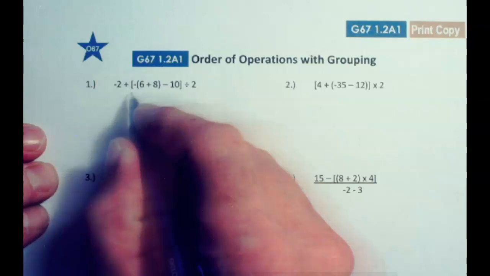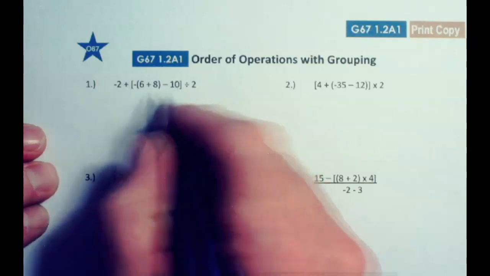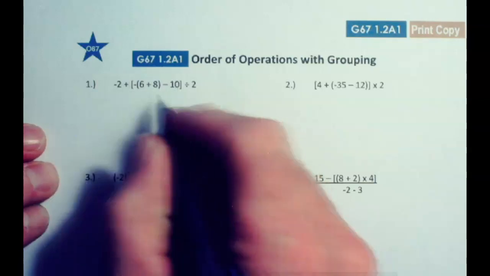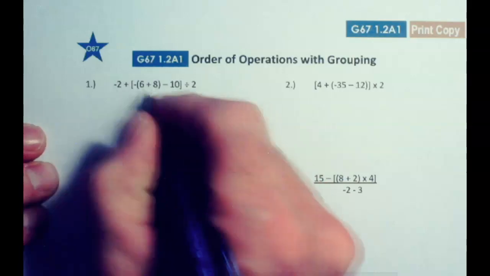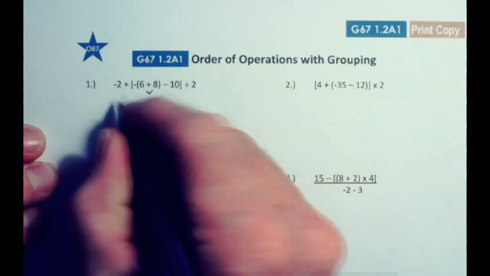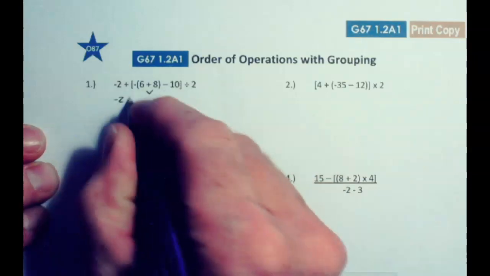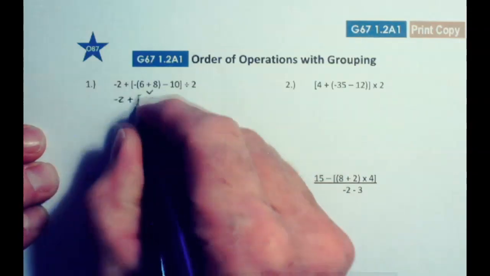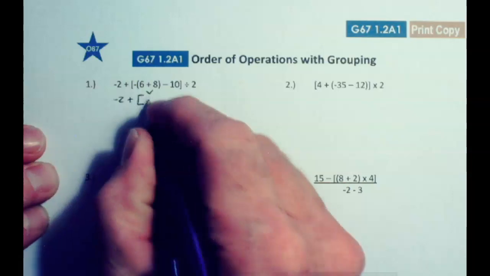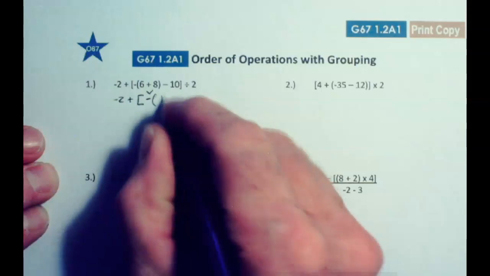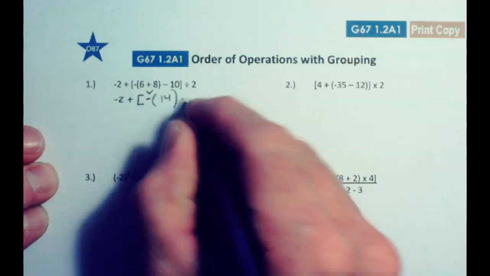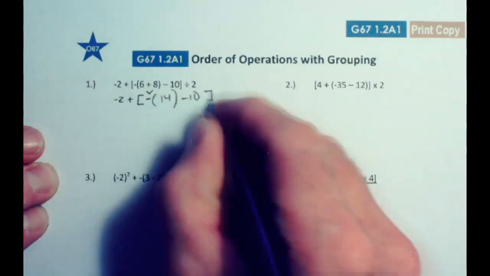Okay, so we have brackets here, and you have nested brackets, which means you have brackets inside the brackets. So we're going to start by working our way from the inside out. The first thing I'm going to do here is 6 plus 8. So this would be negative 2 plus, that'll be a negative 1 basically, times 6 plus 8 is 14, and that's minus 10, and then bracket divided by 2.